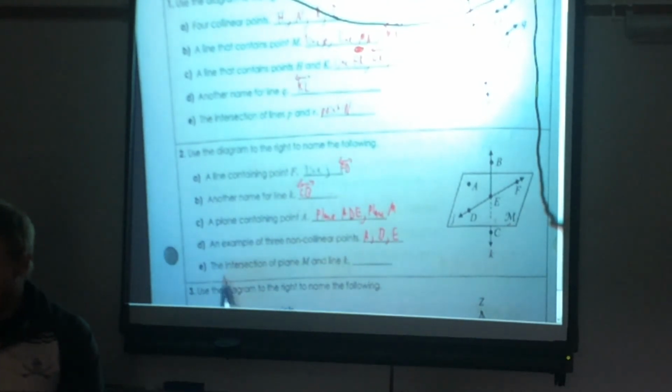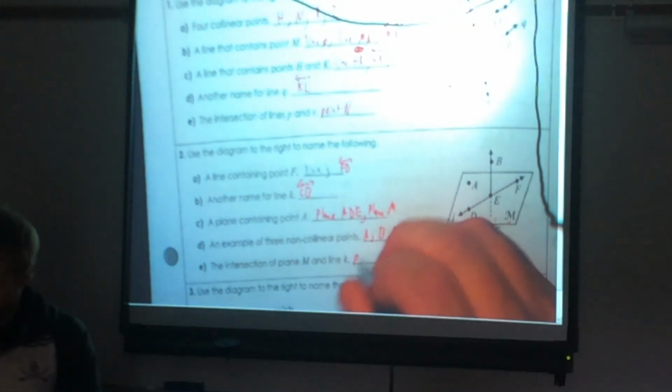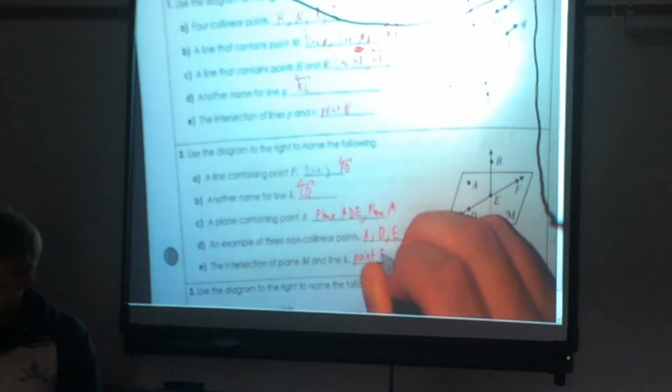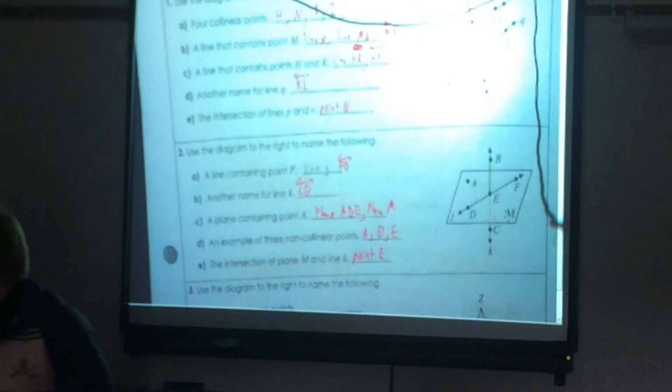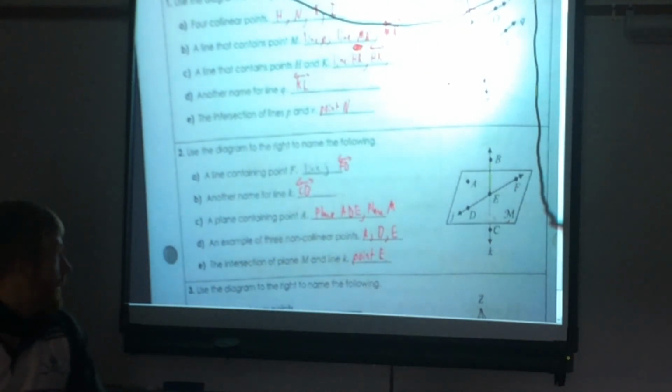And then the intersection of plane M and line K. Where does line K come up through plane M? At point E, right? Anybody have a question on either of those we just went over, one or two?